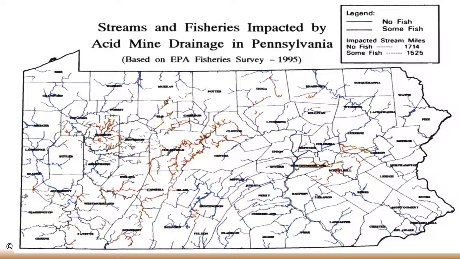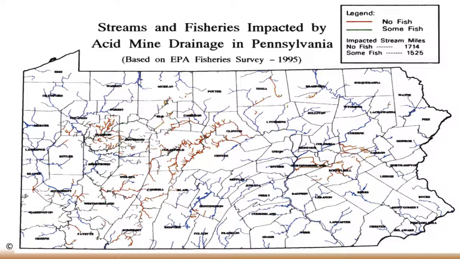To put this into perspective, to drive from Pennsylvania to Wyoming is about 2,300 miles. So if we were to put from tip to tip all these streams that have been impacted by acid mine drainage, it would extend further than from Pennsylvania to Wyoming, over 3,200 miles. That's a lot of stream miles that have been impacted by this industry.